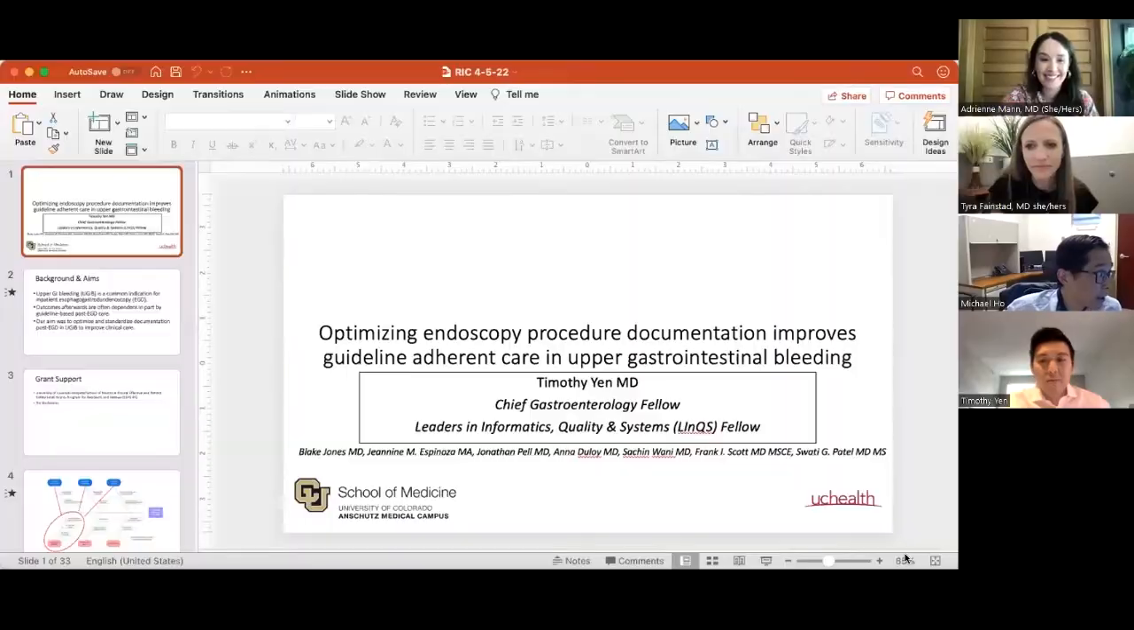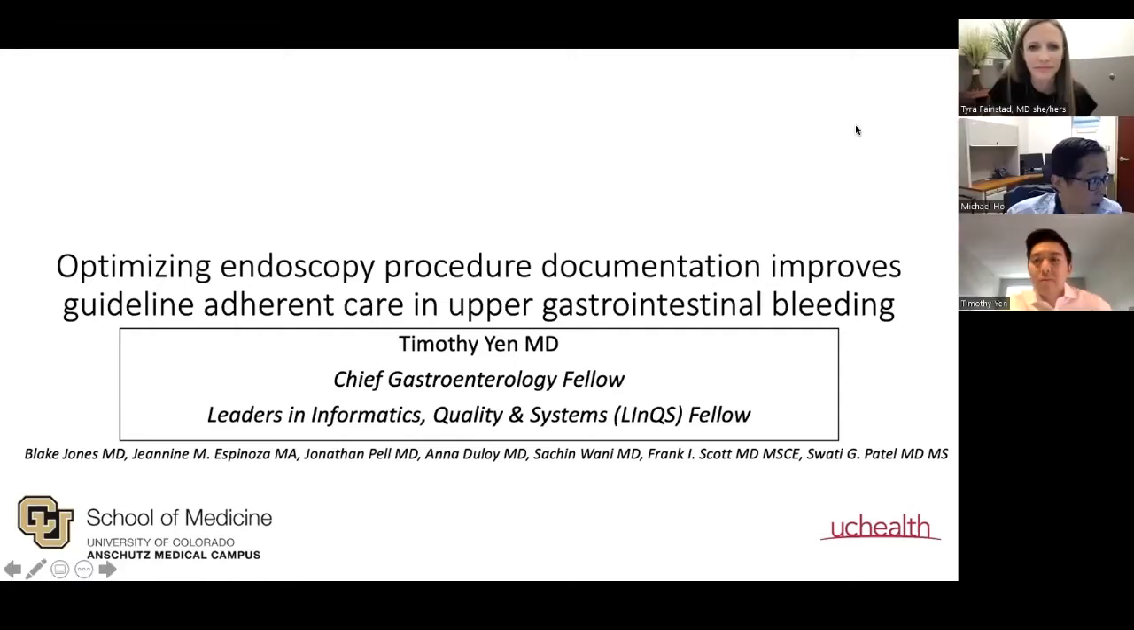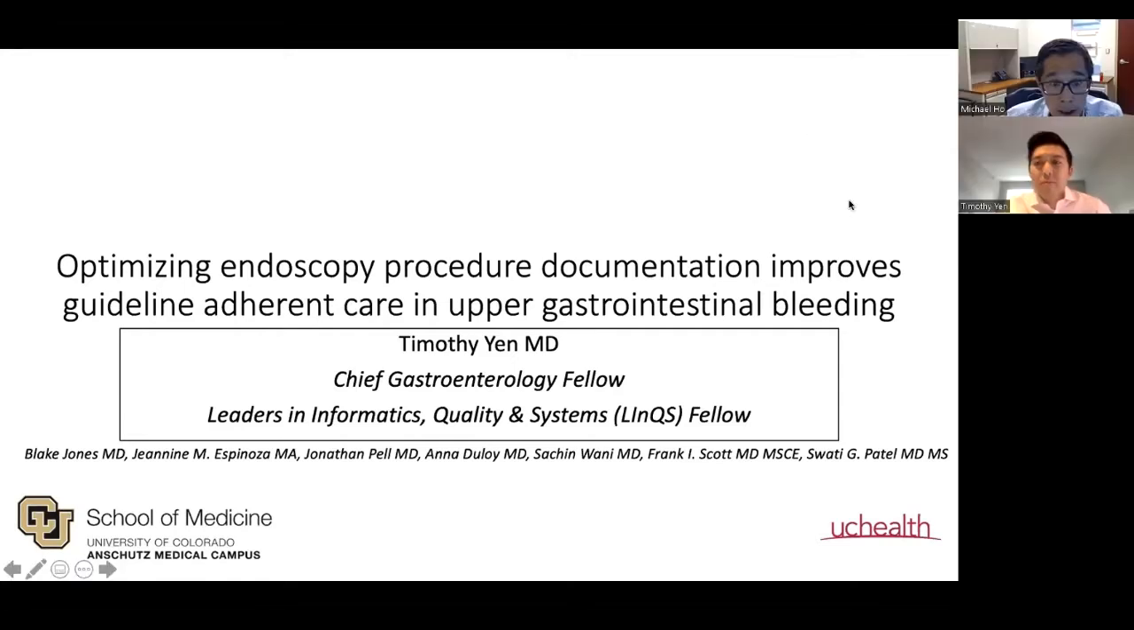Our next speaker is Dr. Timothy Yan. He will talk about optimizing endoscopy procedure documentation, improves guideline adherent care in upper GI bleeding. Dr. Yan is currently the Chief GI Fellow. He got his MD degree at NYU, did his residency at Stanford University, and then has been doing his fellowship here in GI and hepatology, and is currently the chief fellow. So with that, Dr. Yan.